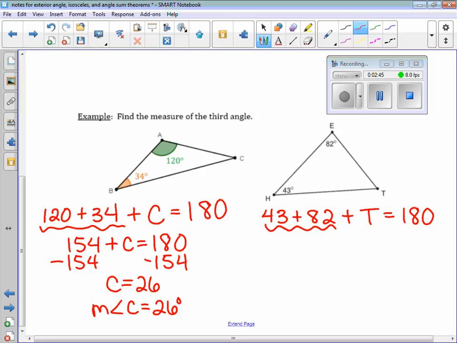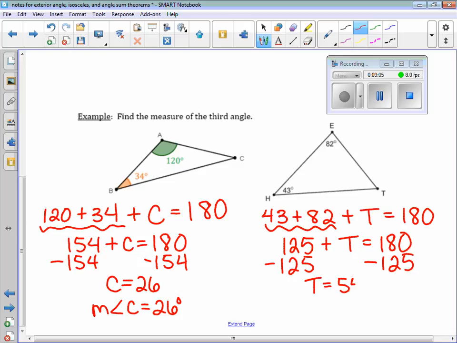Combine like terms. 43 plus 82 is 125. T we still don't know, equal to 180. Subtract 125. So T equals 55. So by solving this equation, we've now found the measure of angle T to be 55 degrees.